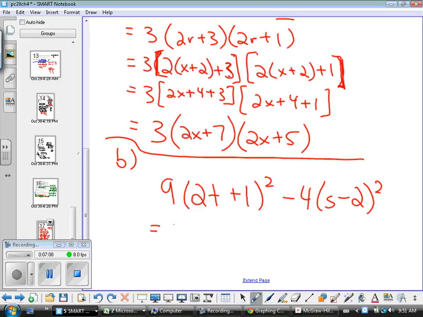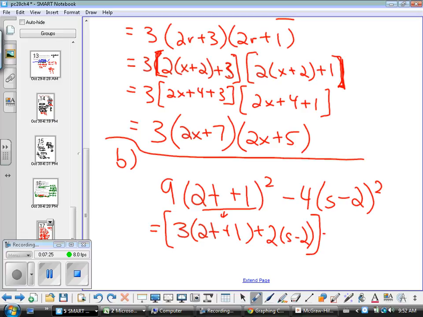So the square root of that first term is going to be 3 times (2t plus 1), because instead of being squared, it's just itself. That makes the square root. Plus 2 times (s minus 2). And the other factor will be 3 times (2t plus 1) minus 2 times (s minus 2). I always put them in brackets because I don't want to be losing any signs here.